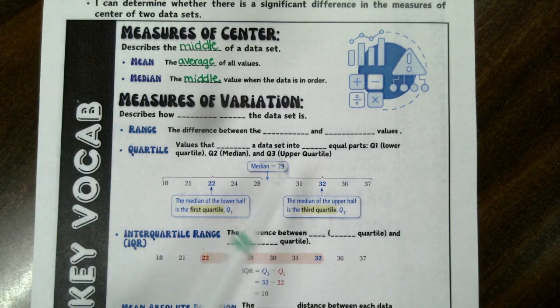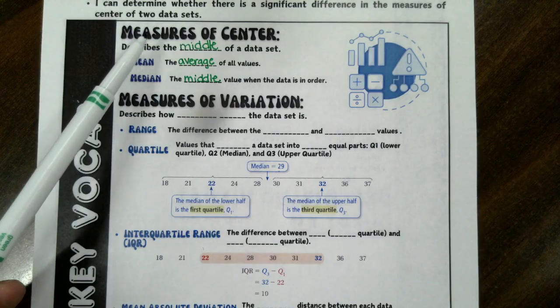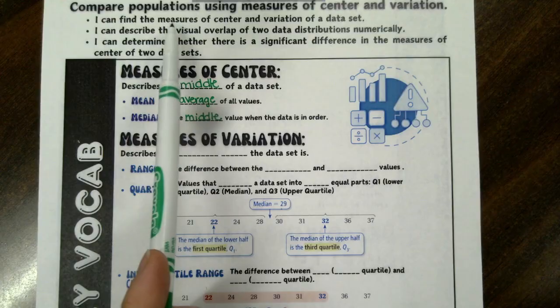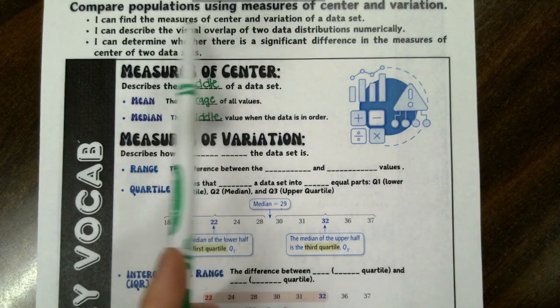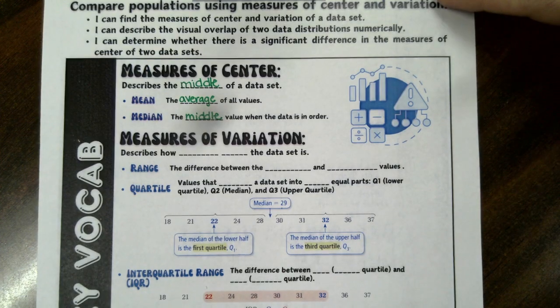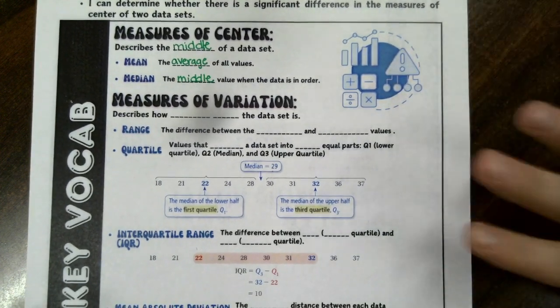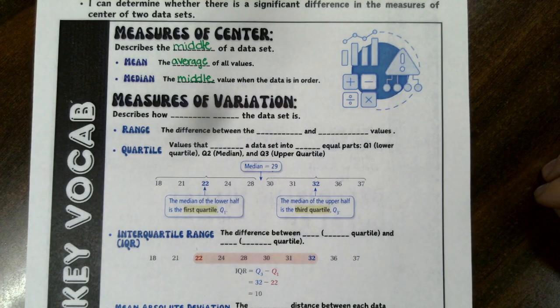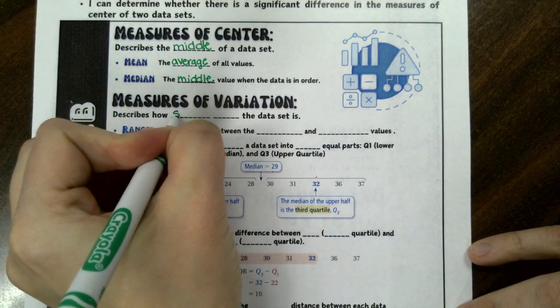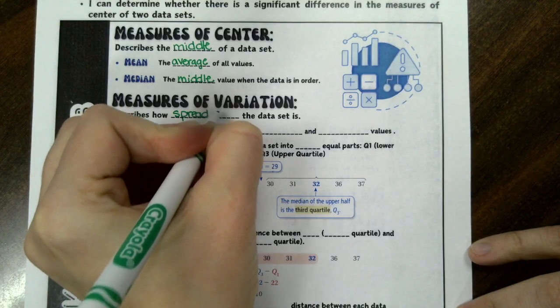Now we're going to talk about the measures of variation, and you're going to see these terms, measures of center and measures of variation. As you see in the success criteria, it talks about you being able to find the measures of center and the measures of variation in the data sets. So keep these notes with you until you feel comfortable with the different vocab and understand how to find them on your own. When we're talking about the measures of variation, it describes how spread out the data is.